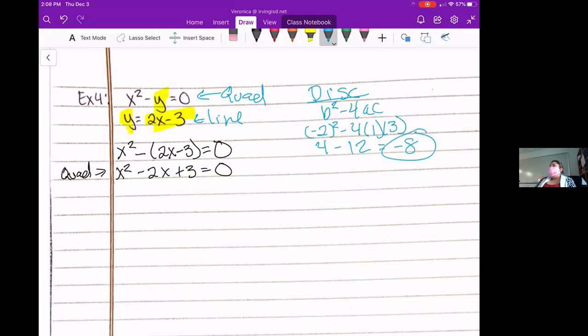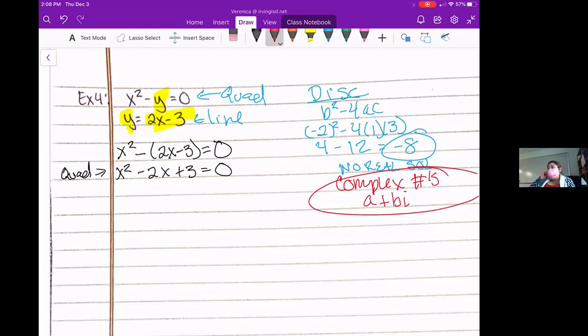Right here, without you having to graph it on Desmos, you can also tell yourself, Desmos is not going to help me because this is a negative discriminant. So that means that we have no real solutions, which means that my answer is going to be complex numbers. Which means it's going to be an a plus bi form. That's what that means, imaginary numbers. Remember that? We did that last time. We're going to go on ahead and find those solutions.